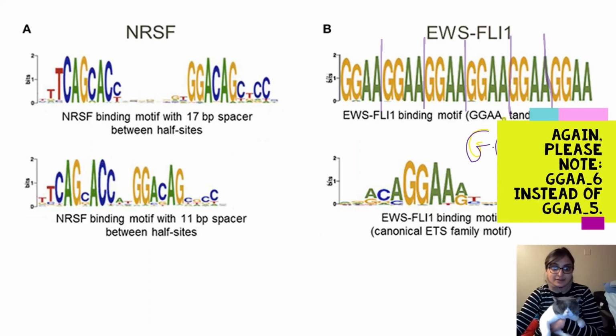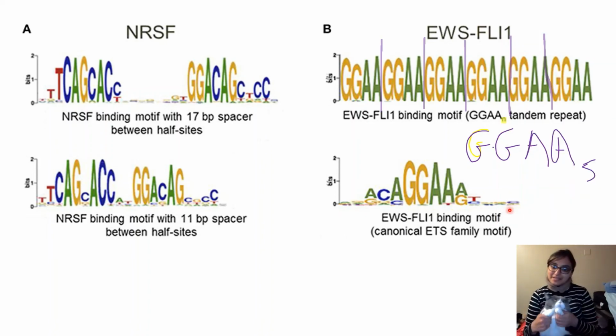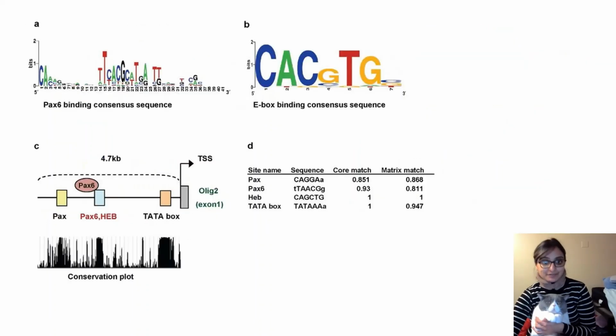And this is like a canonical ETS family motif as well. You can see it's a little bit different. So the motifs are kind of different, but the sequence logos give us this type of information that's helpful. And we can see the binding consensus sequence for PAC6 as well.